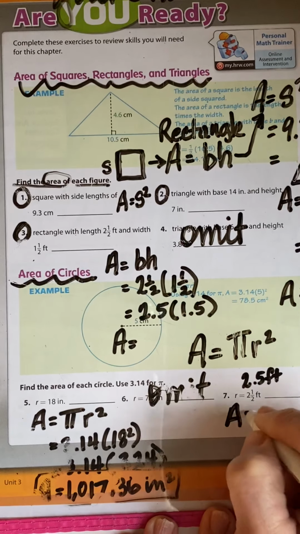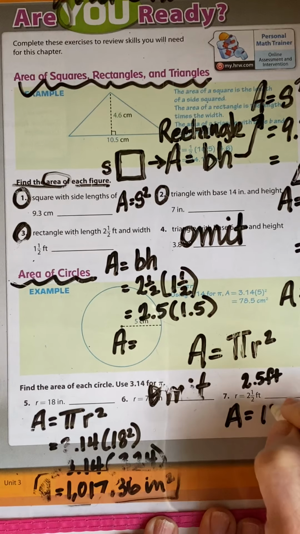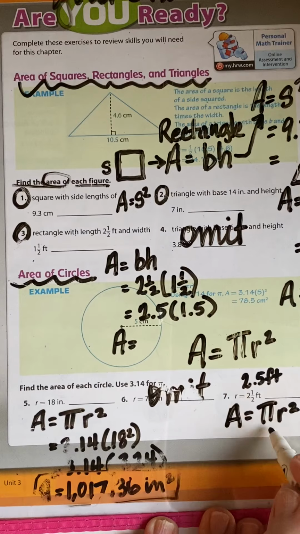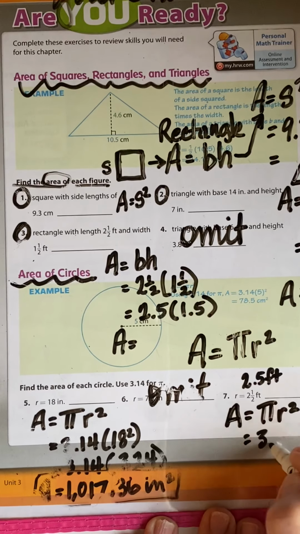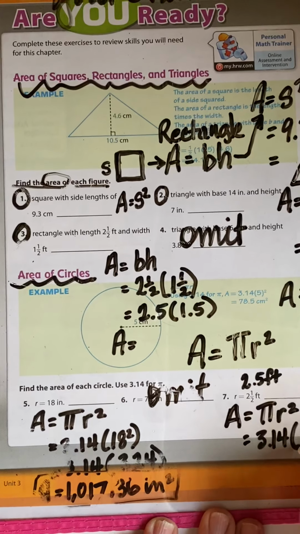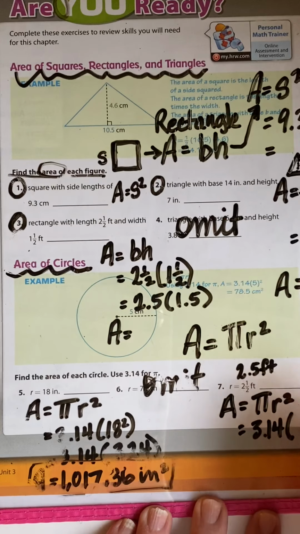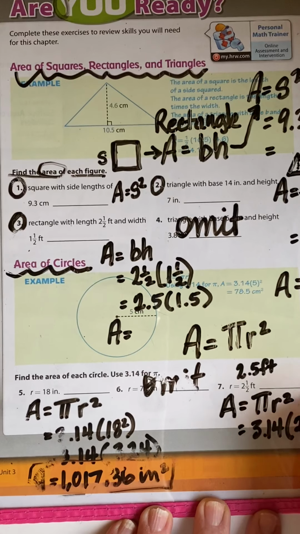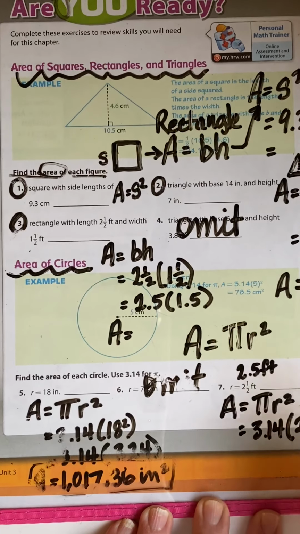I'm going to go ahead and do number 7, get it started for you. Pi r squared. And you may use 2.5. Use 3.14 for pi. Radius is 2.5 squared. Be sure to square 2.5.